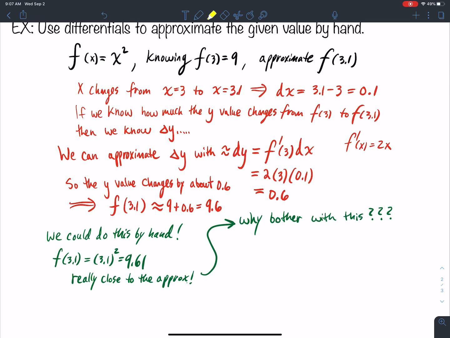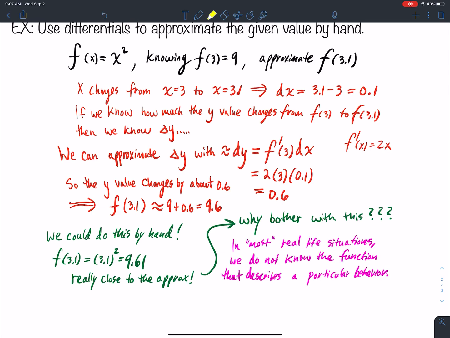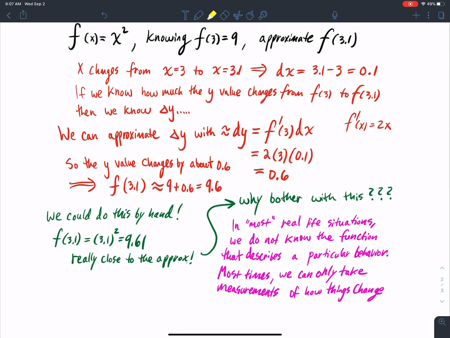So why do we even bother with this? In most real life situations, we don't know the function that describes some particular behavior. So we don't know why the particle moves the way that it does. However, what we can do most times is only take measurements of how things change, okay? So measurements of the derivative, that's what we're talking about. So it's like, at time 2, the molecule of water is heating up at a temperature of 71 degrees. At time equal to 3, it's 78 degrees. At time equal to 4, it drops back down to, I don't know, 71 degrees, right?